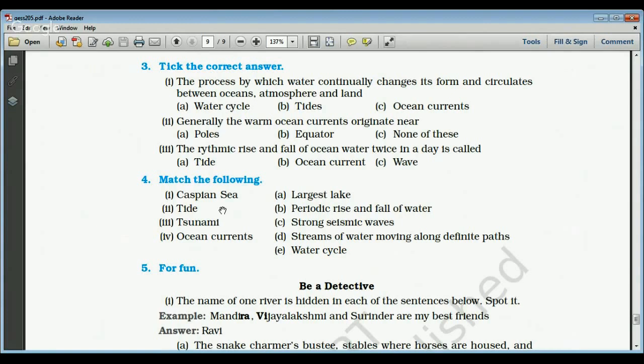So this is the completion of this chapter 5, and in the coming days we are going to cover all the remaining chapters of class 7 geography, and then we will cover all the NCERT books from class 6 up to class 12 for geography, history, polity.